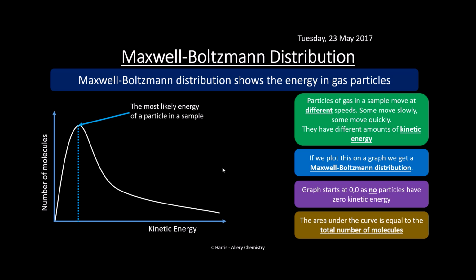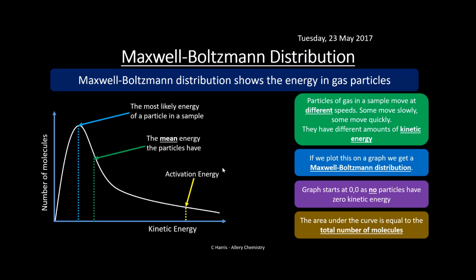Now, the peak at the top is the most likely energy of a particle in a sample. So if I take a particle, what is the most likely energy that particle would have? Because we're talking about kinetic energy, and kinetic energy is linked with speed. However, just to the right is the mean energy the particles have. We've really got to distinguish between the two: the most likely energy and the mean energy. The mean is always just slightly to the right of the peak.